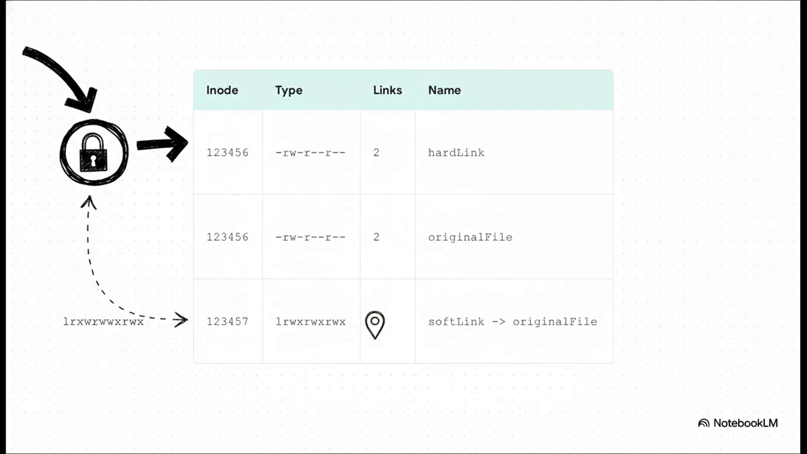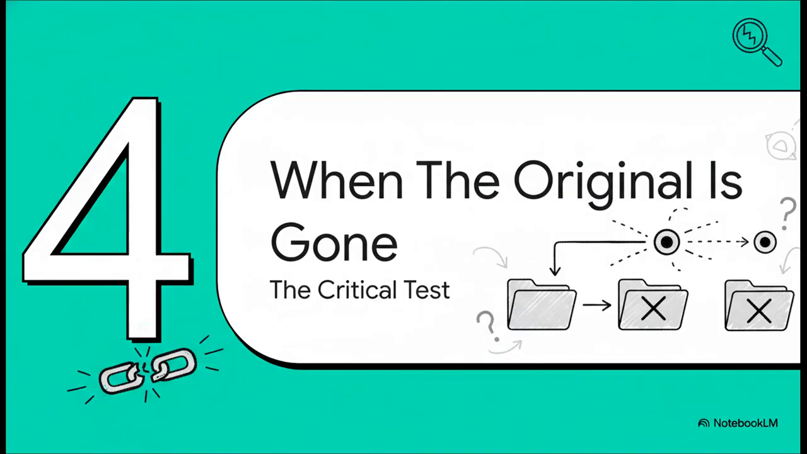But now look at soft_link. It has its own totally different inode number. It's a completely separate, tiny little file that does nothing but point to the name original_file. That's the whole secret.